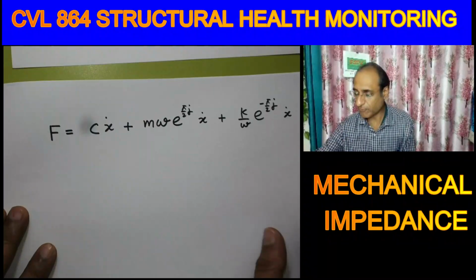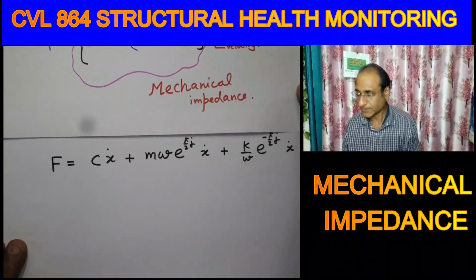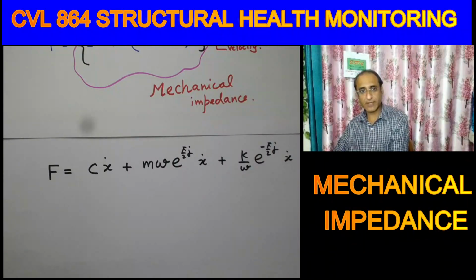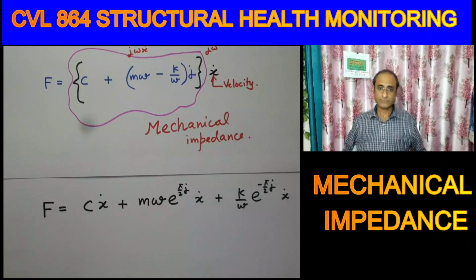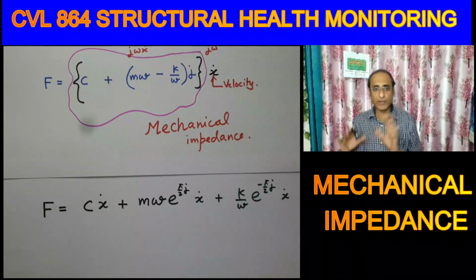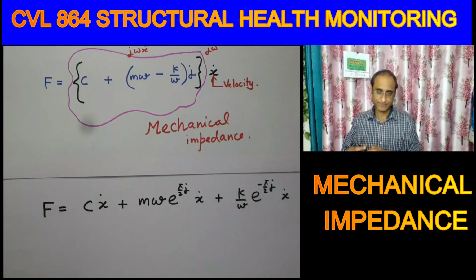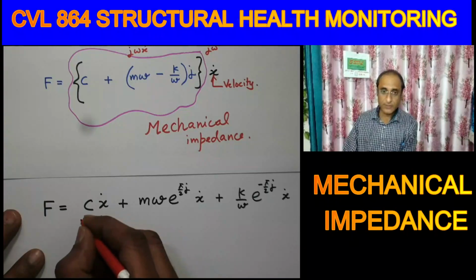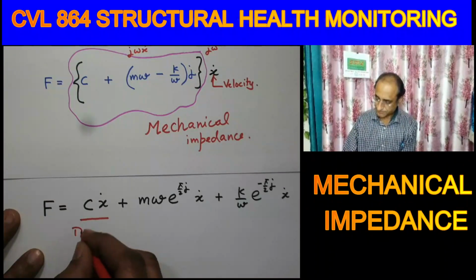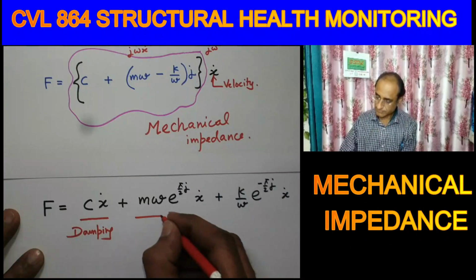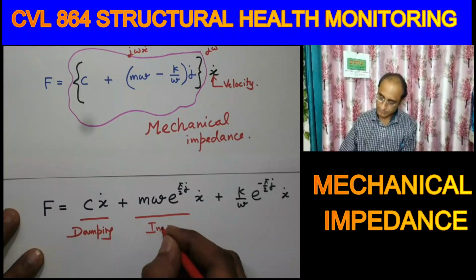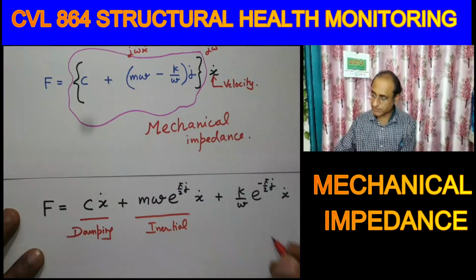So this equation I have opened like this. Now I am just bringing them together. Now in everything we have velocity. So this is the damping term. This is the inertial term. And this is the stiffness term.